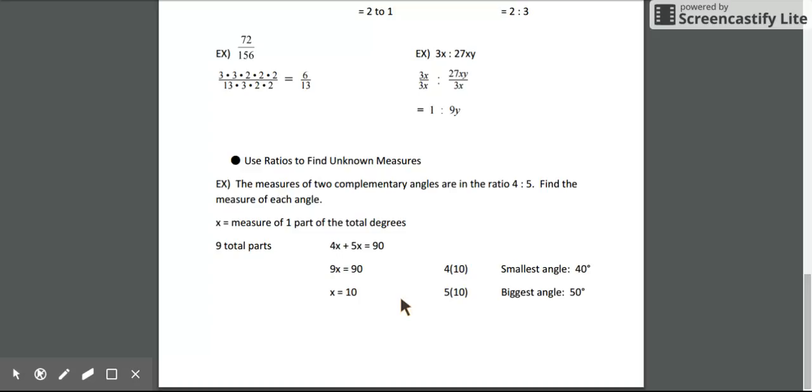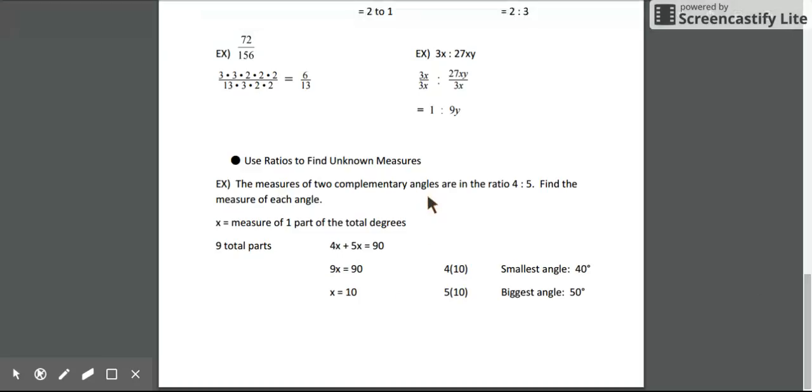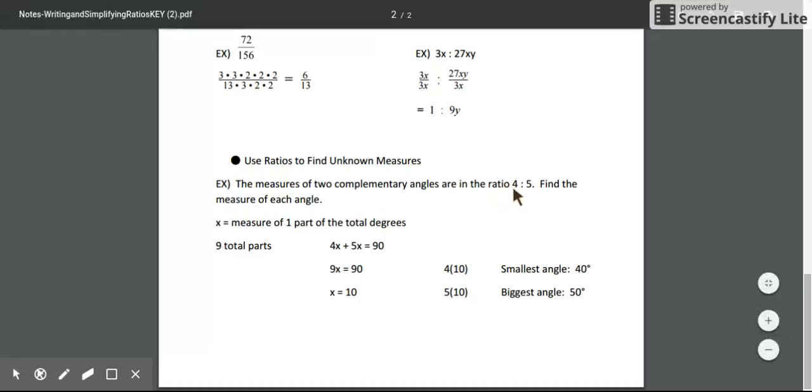We can find the measure of each angle using this ratio. As long as we know what complementary angles are, we can figure this out. Complementary angles are two angles that add up to 90. Well, first let's figure out how many parts we have 90 degrees broken up into. 4 and 5 parts, so a total of 9 parts.